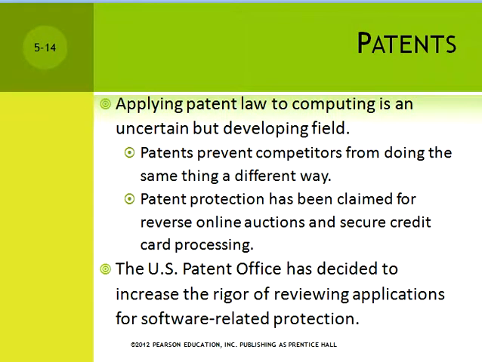The patent, the first one, as mentioned in the previous slide, there are three things. So the patent is the first one. Applying patent law to computing is an uncertain but developing field. Patents prevent competitors from doing the same thing a different way. For example, if there's some new way of doing things online, maybe you can get a patent for that, and if you are protected by the patent, others cannot use that way, and you will be the only one using that.